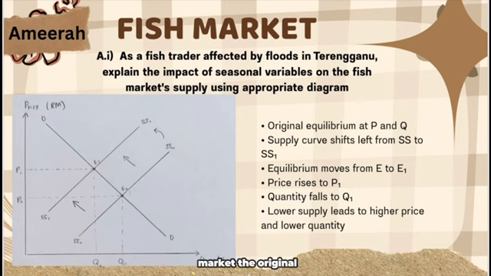In the fish market, the original equilibrium is at P and Q. When supply decreases, the supply curve shifts left from SS0 to SS1. This causes price to increase to P1 and quantity to decrease to Q1. Thus, lower supply leads to higher price and lower quantity.